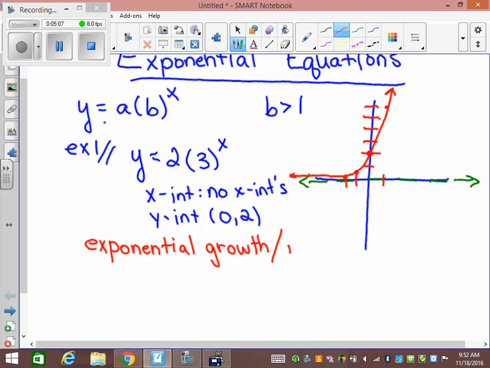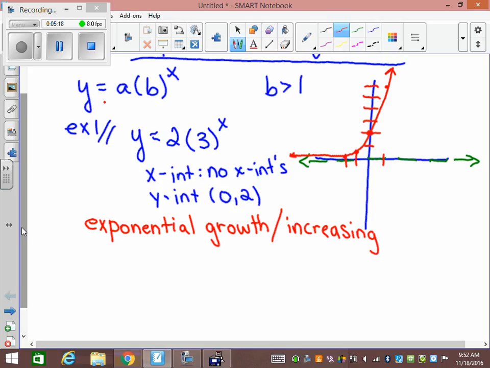Or it's called increasing. Now, what's my domain of this function? Right, because it goes all the way out here, and then this arrow is going outwards. It's just going out slowly, right? Out, but it's still going outwards. So the domain for an exponential is x an element of the reals.